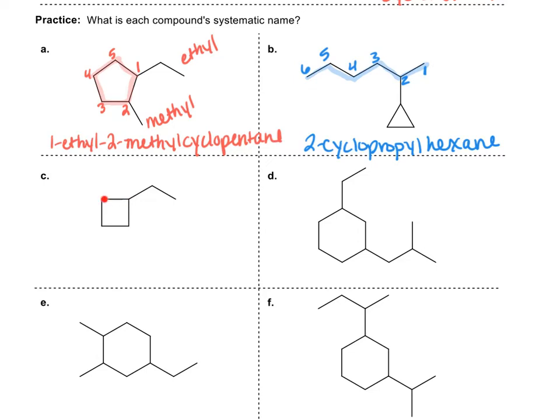Letter C, we have 4 carbons in the ring. We have 2 outside. So the ring will be our parent. Since we only have one substituent, we don't have to give it a number, so we'll just call it ethylcyclobutane. If you want to call it 1-ethylcyclobutane, that's okay.